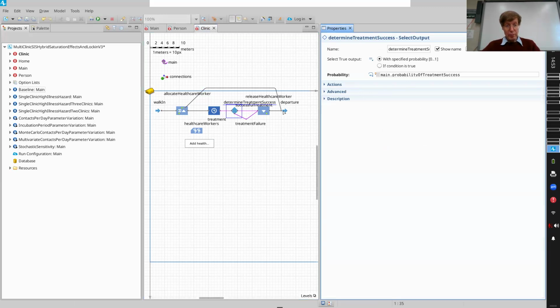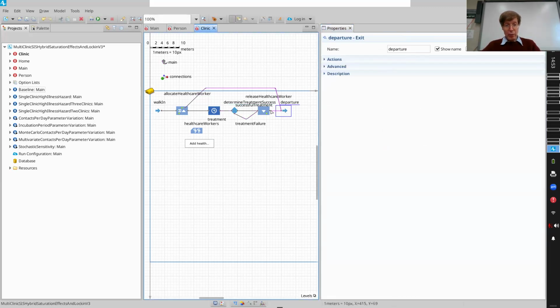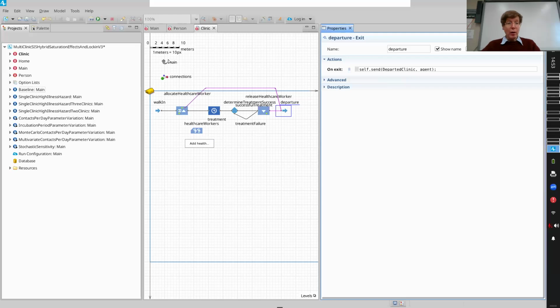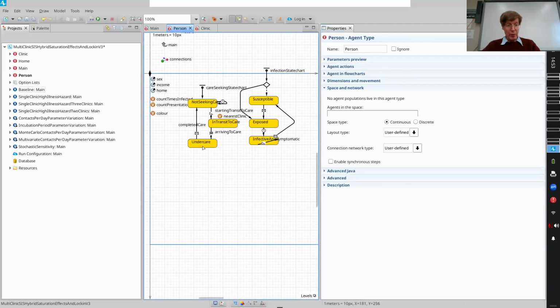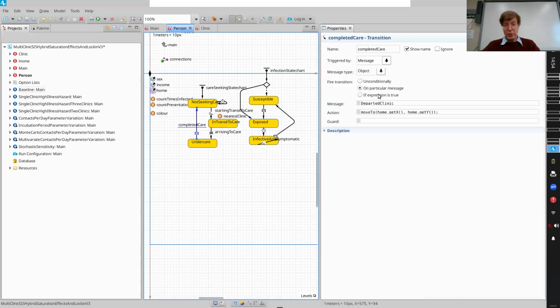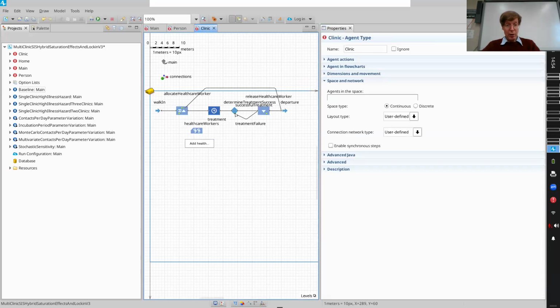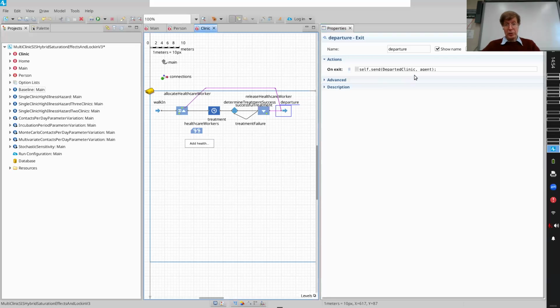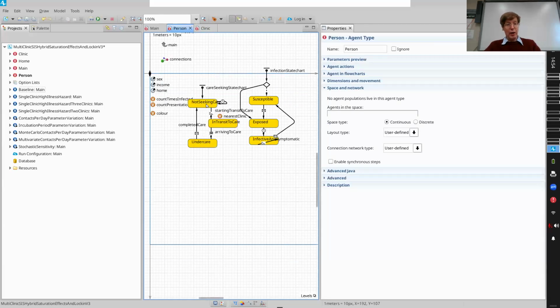And then they will depart, and upon departure, they will be sent a message, this message, departed clinic, by which they will go back to their non-care-seeking state. It's notable that that message will be sent regardless of whether they were treated successfully or not. They're not aware whether it worked, but they go home as a result. Well, they do go home, but more to the point, they're no longer in a care-seeking state, and they may still infect others if they haven't been cured.